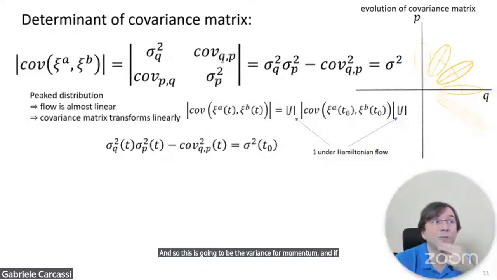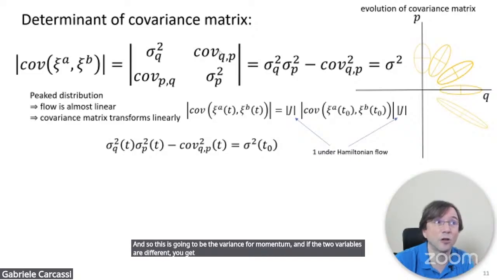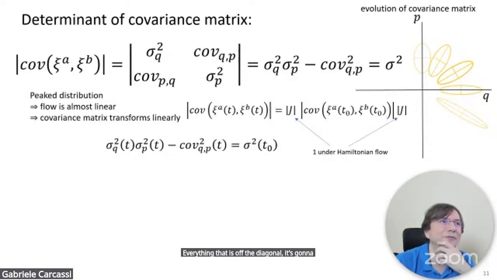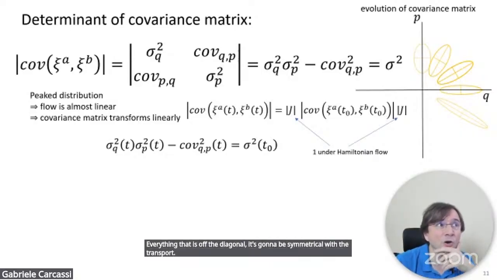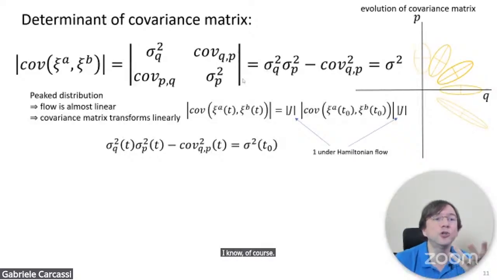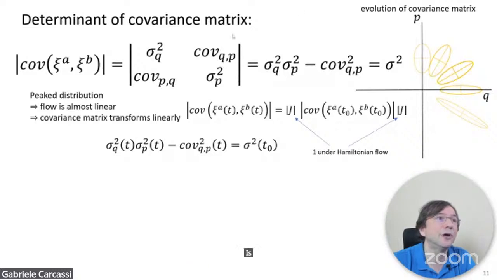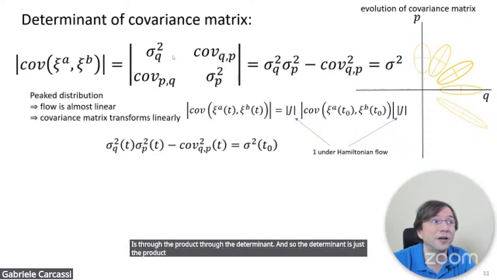And if the two variables are different, you get what is called the covariance. And the covariance of QP is the same as the covariance of PQ. So this is a symmetric matrix: everything that is off diagonal is going to be symmetric with the transpose. And now, of course, a good coordinate-independent way to characterize this uncertainty is through the determinant. And so the determinant is just the product of sigma q squared, sigma p squared, minus the square of the covariance. And we can call that sigma squared.